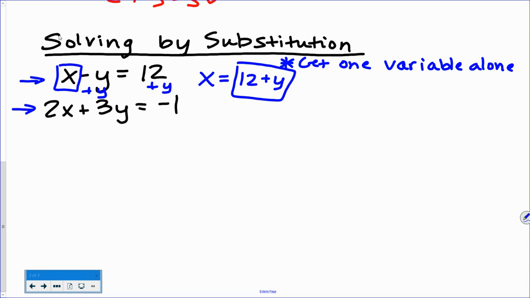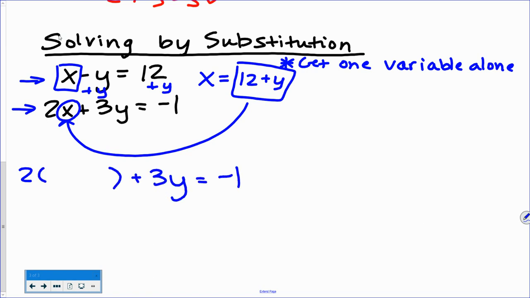So now I'm going to use substitution, and I'm going to replace the x in my second equation with what x is equal to, which is 12 plus y. So I'm going to rewrite that bottom equation there. Instead of x, I'm plugging in 12 plus y. Now I have an equation that has the same exact variable. It has y, so now I will be able to solve for y.